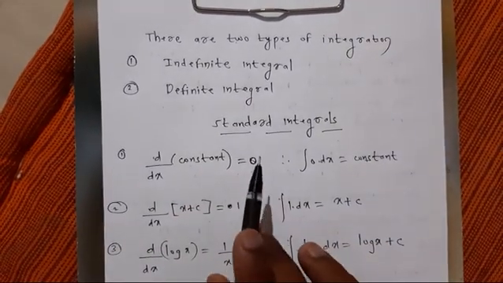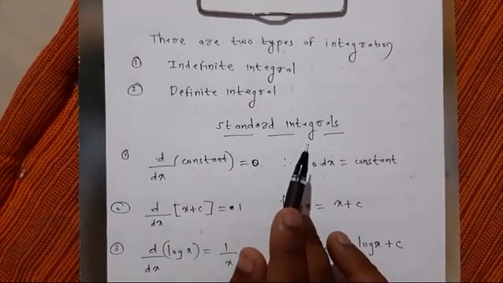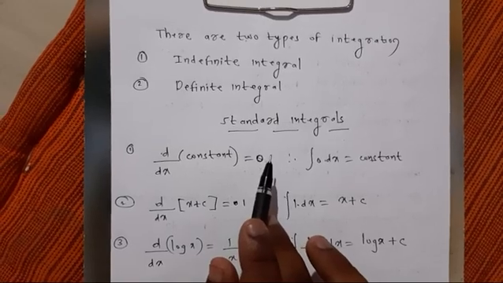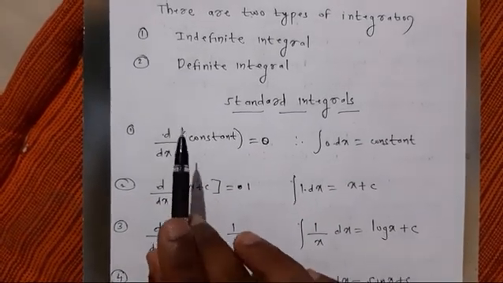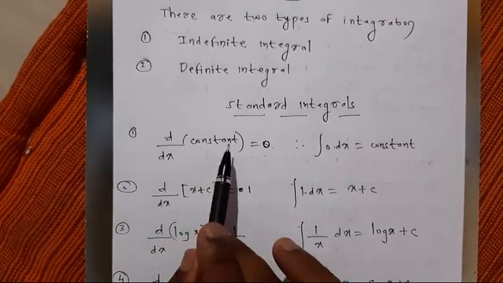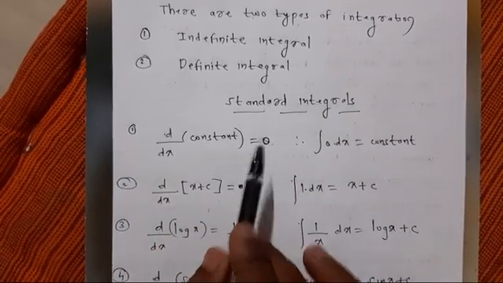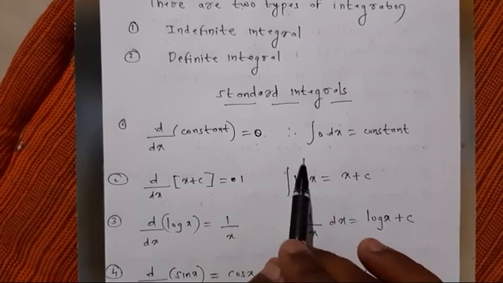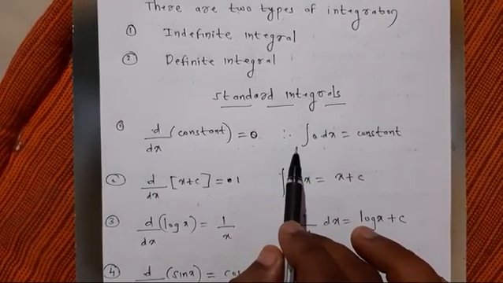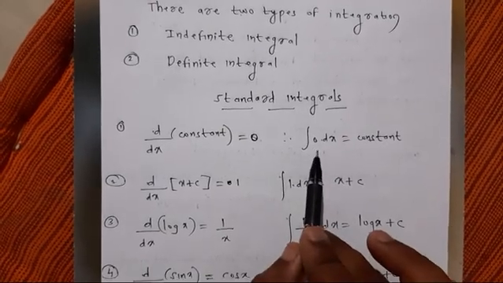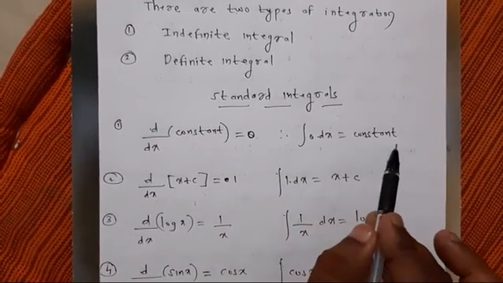Now we will see some standard formulas to understand the concept of integration. We know that the derivative of a constant with respect to x is 0. Already I have told you integration is the reverse process of differentiation. The integration of 0 with respect to x is a constant.